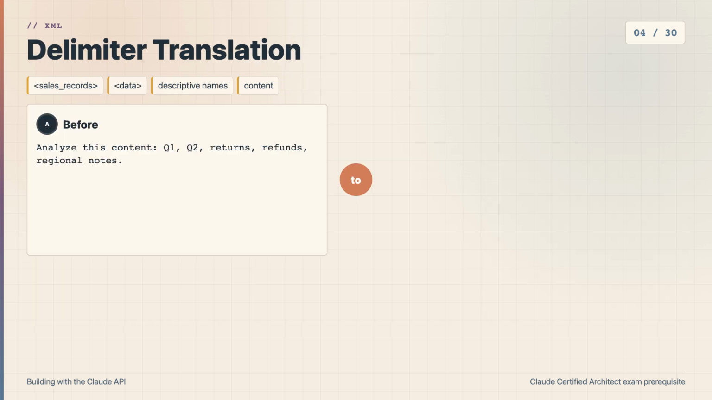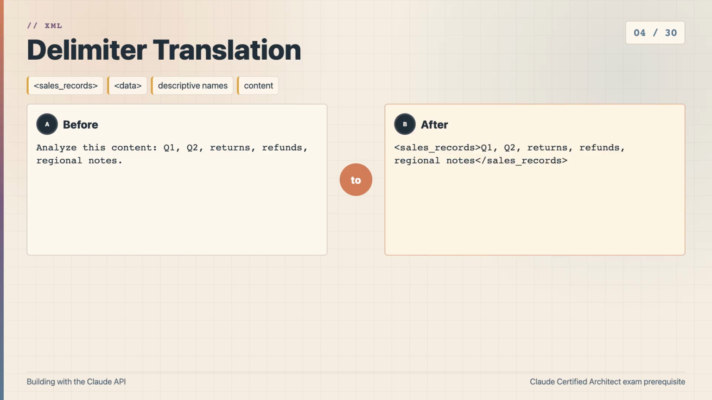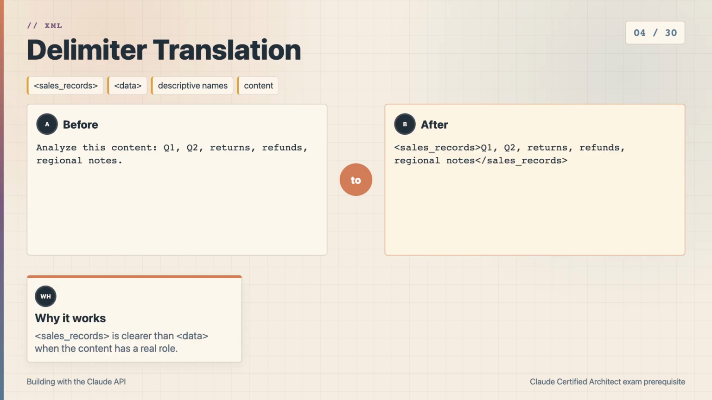Here is the move in miniature. Instead of saying analyze this content and then dropping a pile of records underneath, wrap that material in a descriptive tag. A name like sales_records tells Claude the section is not just data. It is sales record content with a job in the prompt. A plain data tag is totally fine when the content is generic, but a descriptive name usually gives Claude more signal. The tag is small, but the meaning it carries can change the whole request.